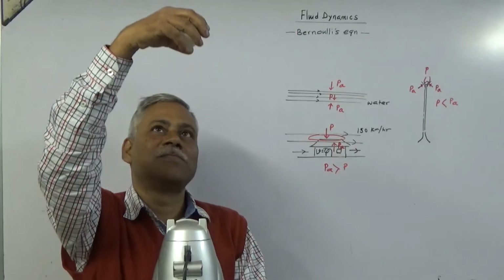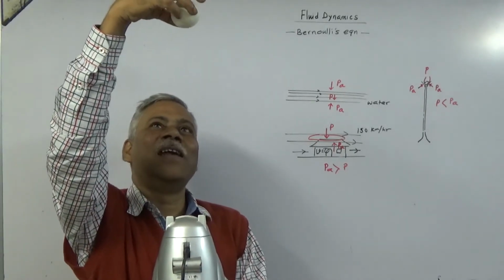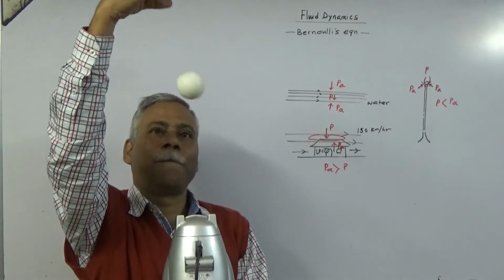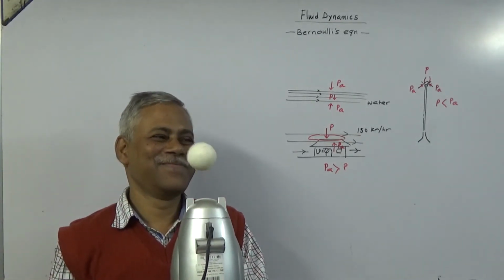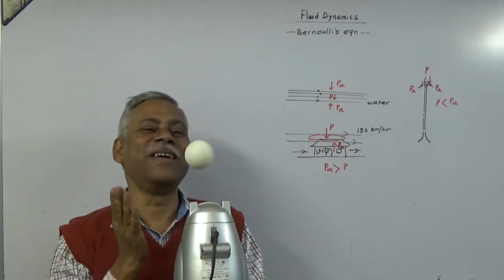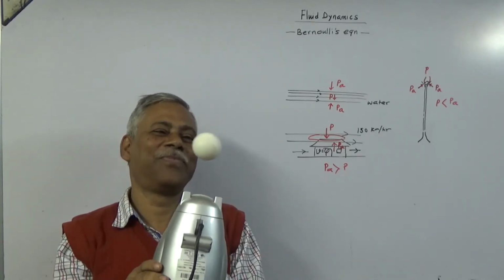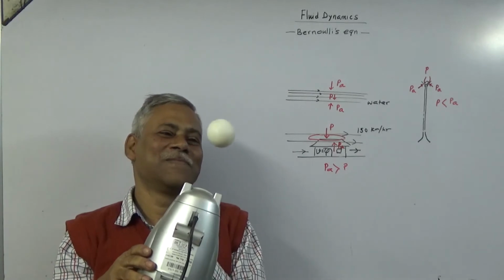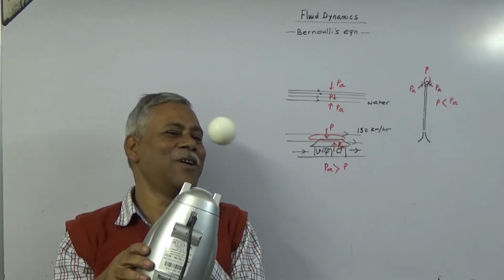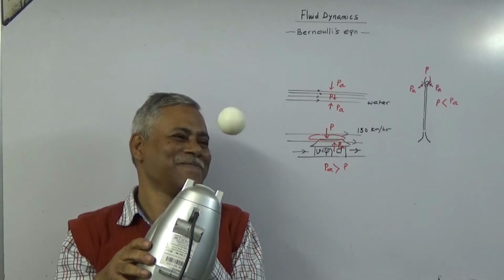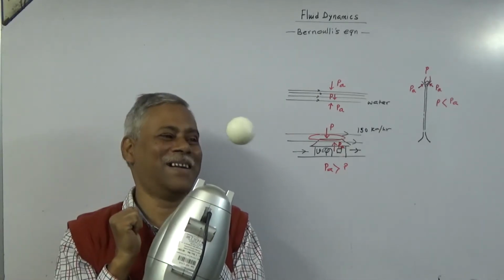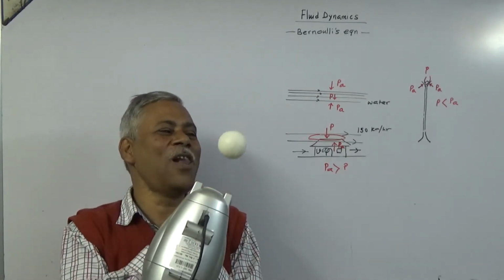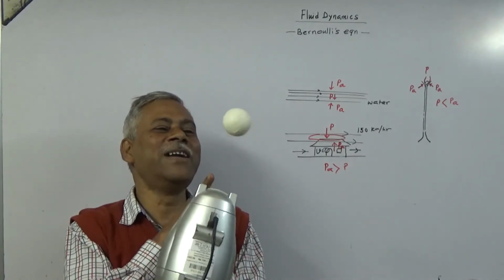This is the air jet. So if I release the ball, then you may be thinking that it will fall. That is because the surrounding pressure is greater, and it is pushing the ball away towards the interior.